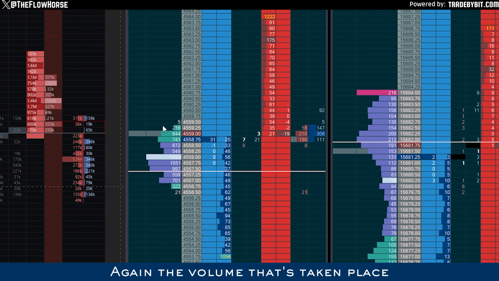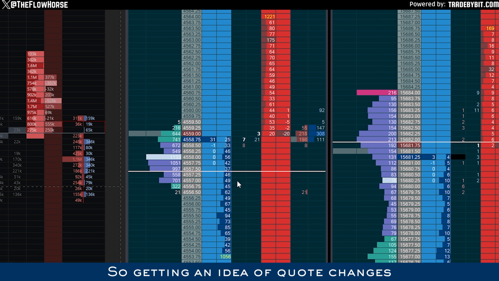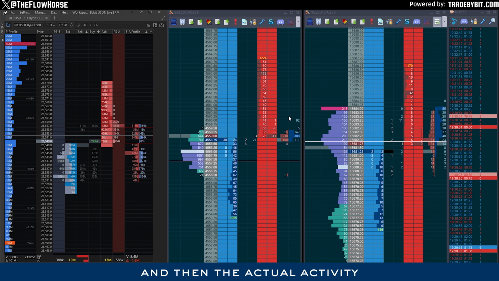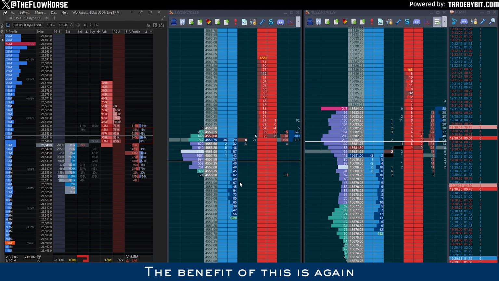Again, the volume that's taken place, the limit order book, so the advertisements, pulling and stacking, right? So additional orders added or orders removed from those levels. So getting an idea of quote changes, and then the actual activity that's accumulated at those levels. So basically a footprint. The benefit of this is, again, mostly for lower time frame traders, higher frequency traders.